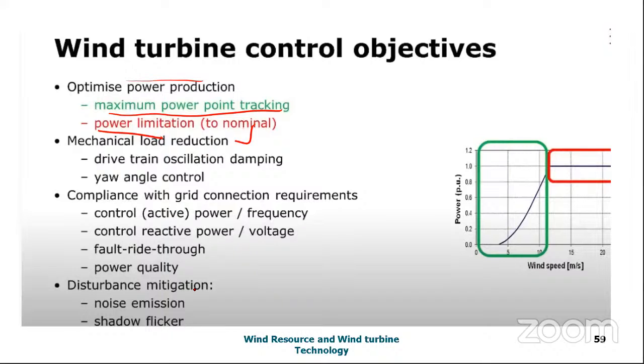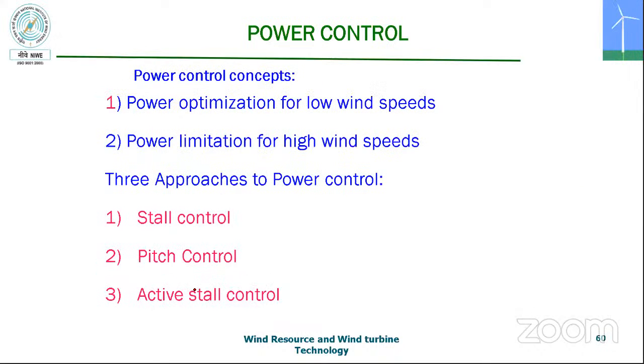These are the purpose of the control objectives. So power control, power automation. Why do you want to control the power? Because at a low wind speed, I have to maximize the power. At high wind speed, I have to limit the power. So that is the concept of power control.